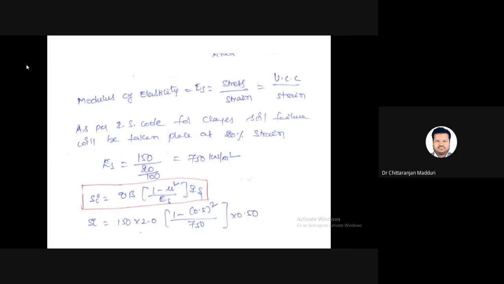The initial or immediate settlement is equal to q into B, into 1 minus Poisson's ratio square, divided by Es, into the influencing factor. q is the net foundation pressure, equal to 150. B is the width of the foundation, 2 meters. Poisson's ratio is 0.5, so 1 minus 0.5 whole square, divided by Es, the modulus of elasticity equal to 750 kilonewtons per meter square, into the influencing factor for square footing, equal to 0.56.